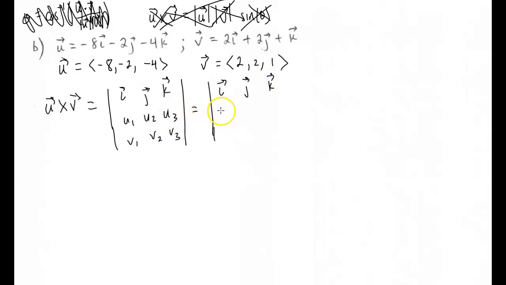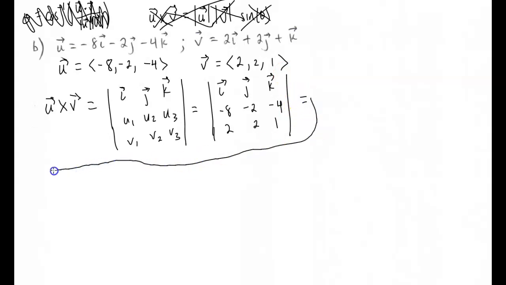And of course, we'll write all of the u components first, and then the v components second, okay? And from here it's just doing determinants. So I'm going to write this out. So we'll say i times, and when I do this, this particular row and this column are going to go.